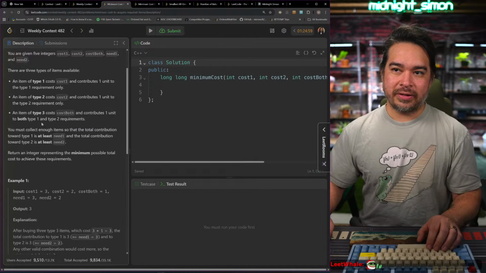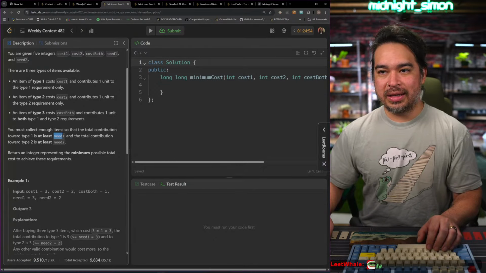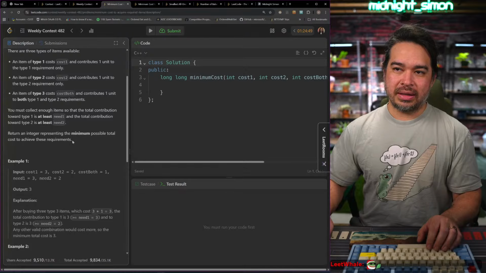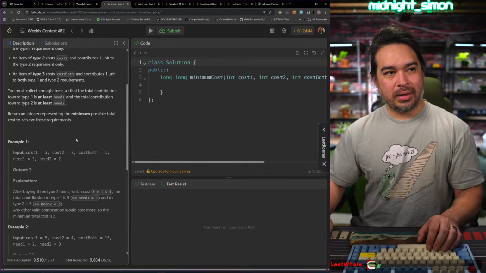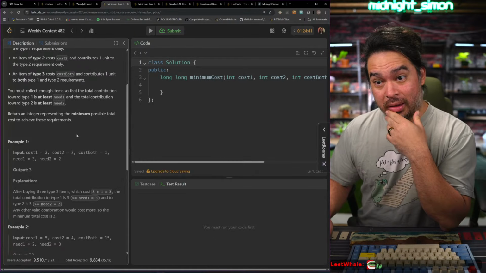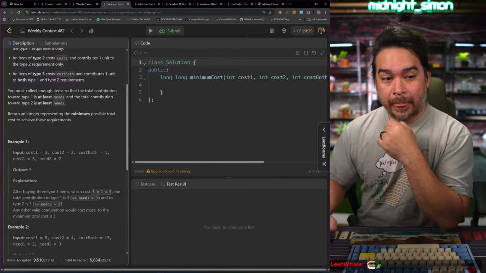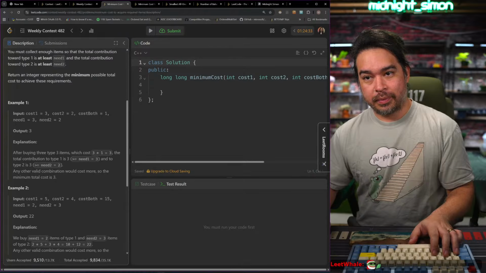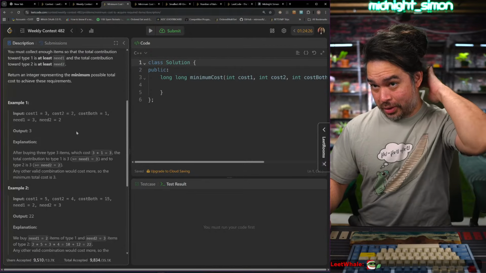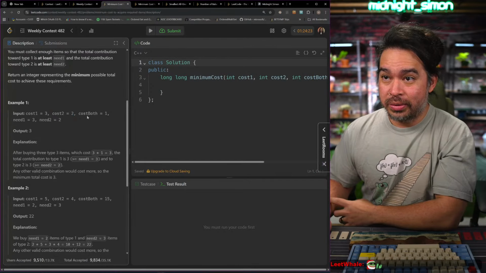You must collect enough items so that the total contribution towards type 1 is at least need 1 and type 2 is at least need 2. Return an integer representing the minimum possible total cost to achieve these requirements. Ugh. What are they talking about, man? Alright, so cost 1, 3, cost 2, 2, cost both, 1.